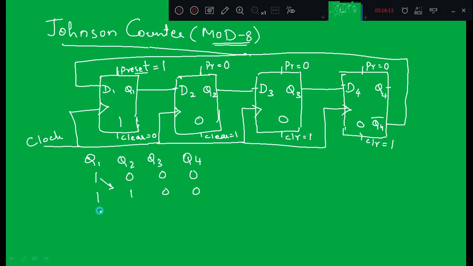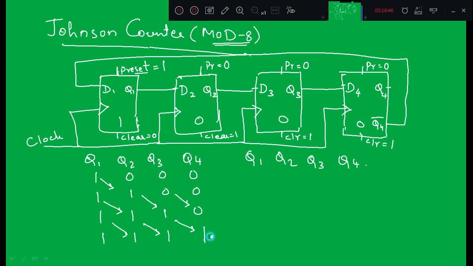Q4 bar will become 1. So Q1 will become 1. Then this 1 gets shifted towards right. This 0 gets shifted towards right. Right? So a total of 8 states I need to get with this setup of the circuit. Next again Q4 is 0. Q4 bar is 1, which is connected to D1. So Q1 will become 1. This 1 shifts here, this 1 shifts here. So these are the 4 states. Along with this we will get 4 more states. I will write those 4 states here.